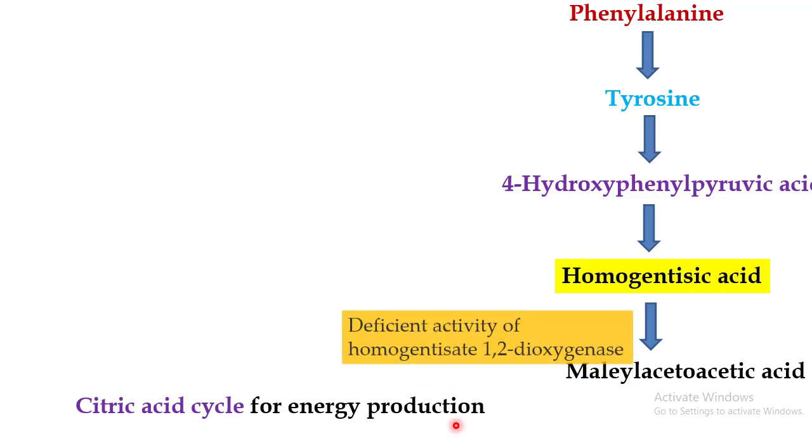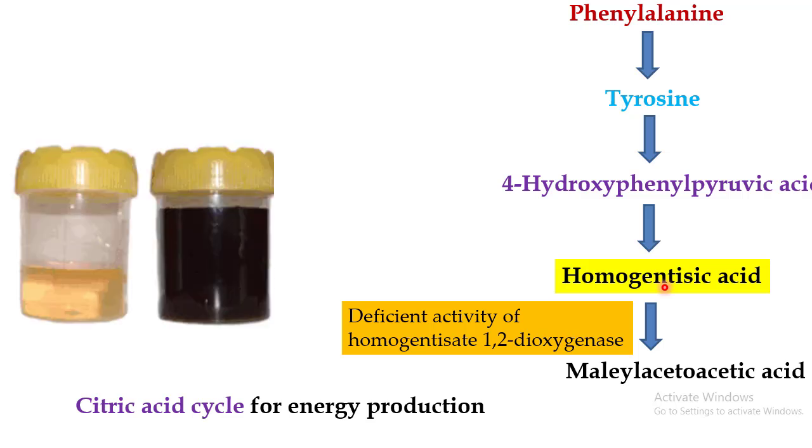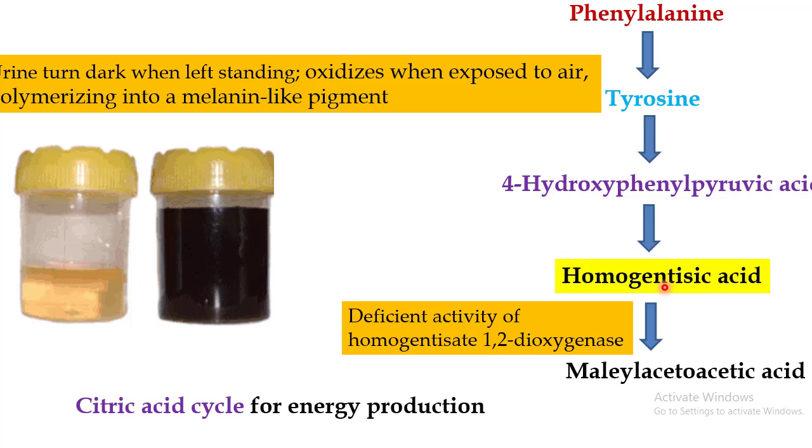When there is deficiency of the enzyme, homogentisate 1,2 dioxygenase, the homogentisic acid is not converted into maleylacetoacetic acid. Therefore, there is a buildup of this homogentisic acid in the body, and that is going to lead to alkaptonuria. Now, what happens during the buildup of this homogentisic acid? How are you going to recognize this particular condition? In this condition, when there is the buildup of homogentisic acid, the urine turns dark black when left standing. You can see over here, this is the normal urine, and this is the one where there is buildup of homogentisic acid.